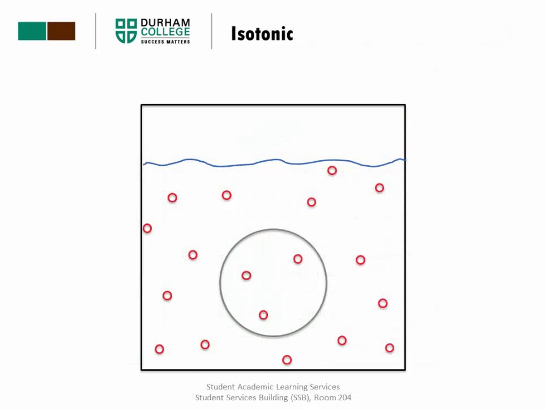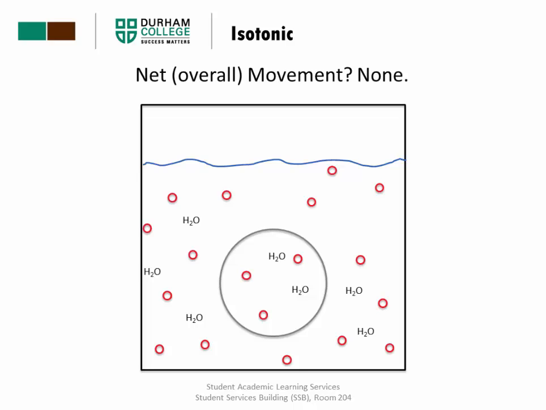As was just mentioned, isotonic solutions are two solutions that have equal concentration. In this example, there's the same concentration of solute per amount of solvent. What will happen naturally is that water will move outside of the cell and inside of the cell. But the net overall movement is that there's none. Two waters moved into the cell and two waters moved out in this example. Therefore, there were no changes with the cell.